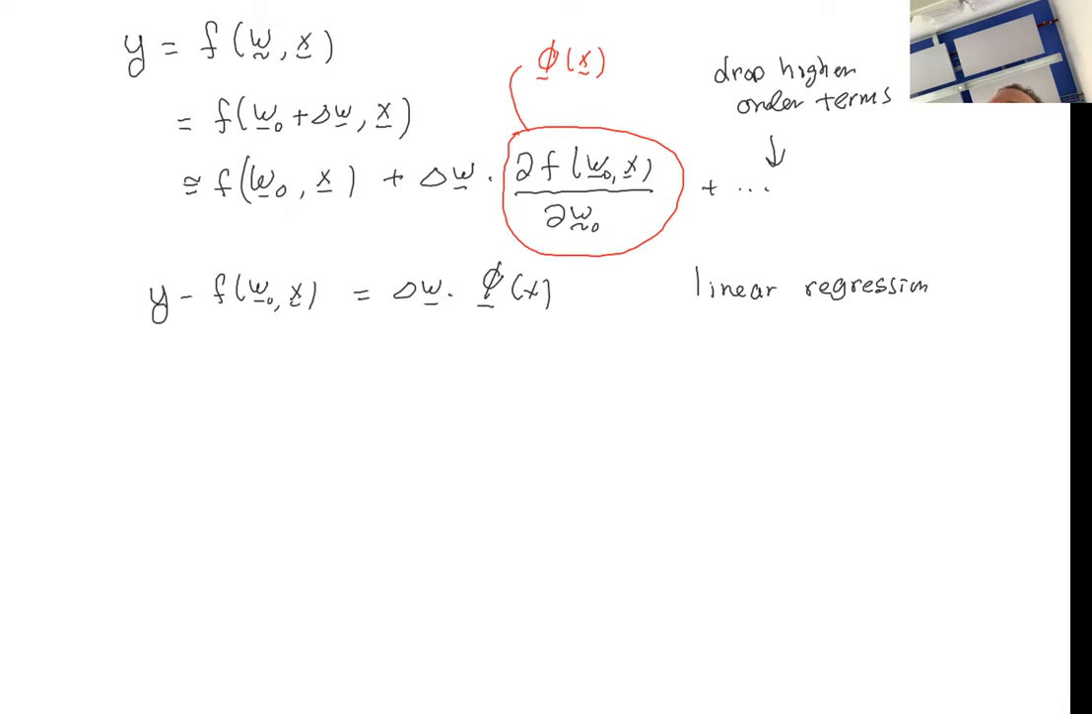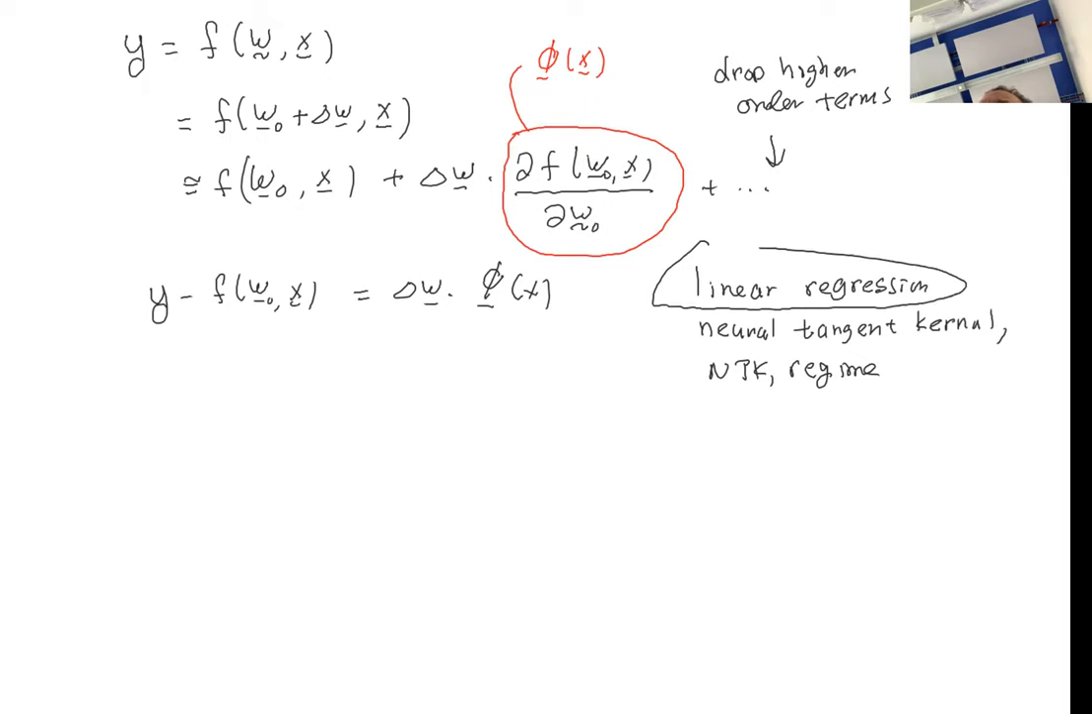Also known as neural tangent kernel, for kind of dumb reasons, actually. Often just abbreviated NTK. So these were very popular a few years ago, less so now. But the fact that linear regression is super nice, okay? And that's valid whenever you have a lot of weights.